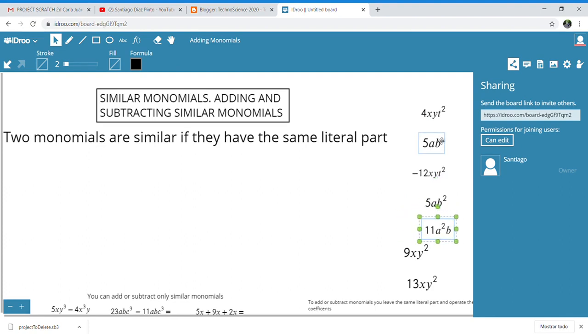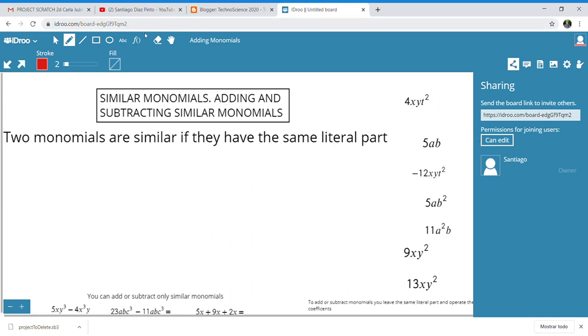The literal part is the product of the variables. So in this monomial, the literal part is x, y, t squared. In this one it is a, b. So the literal part is everything but the coefficient. Everything that is not coefficient is literal part.